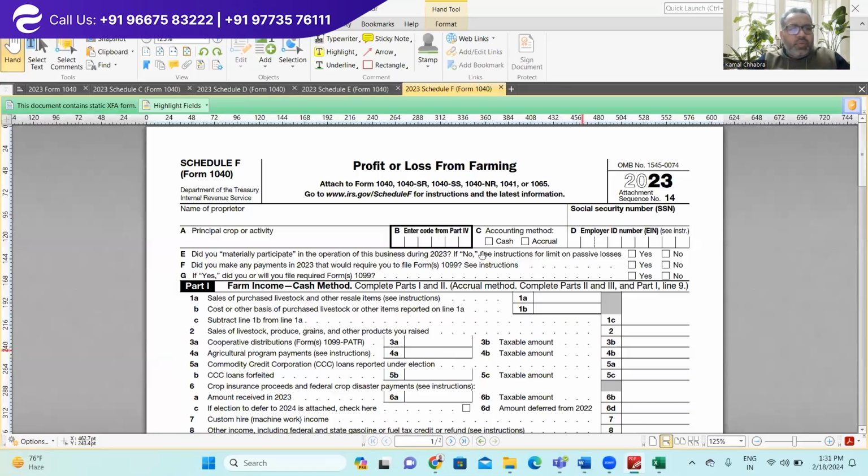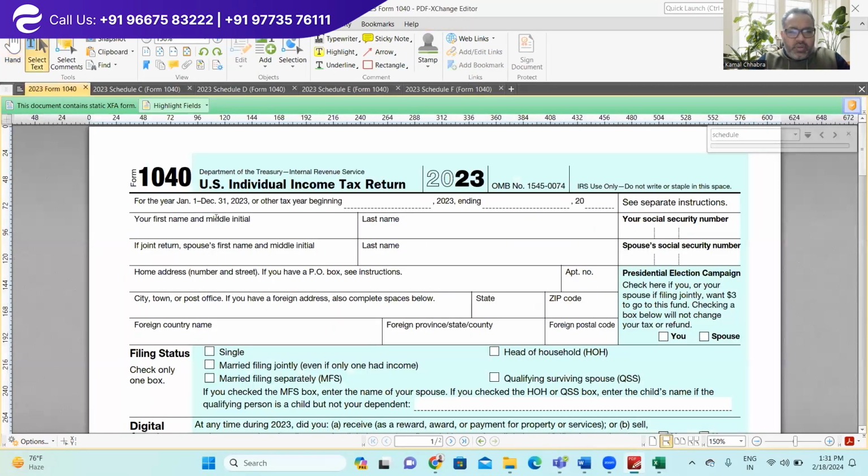So if you go to this 1040, here they are for the year January to December or other tax year. So you need to mention here. Make sense?